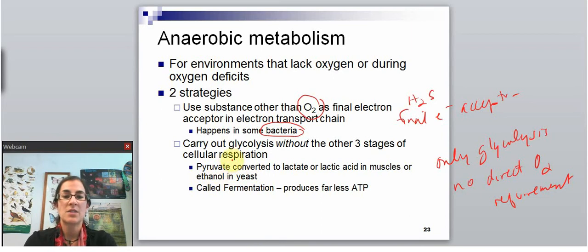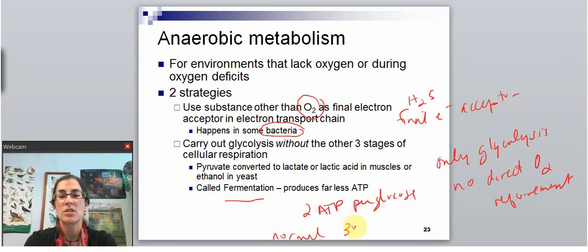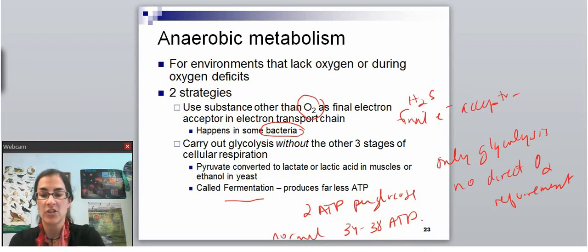But there's two types. The pyruvate that's made at the end of glycolysis will be converted to lactic acid in our muscles, as an example, and that's called lactic acid fermentation. Or it's converted to ethanol, and that's called alcohol fermentation, and that's what yeasts do. So again, this is called fermentation. It produces a lot less ATP. It's only going to produce 2 ATP per glucose. Remember that cellular respiration produces 34 to 38 ATP. So it's a lot less efficient.